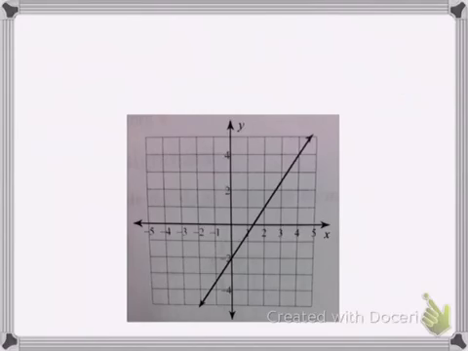Our first example is this graph. And we want to identify the y-intercept. Where does it cross the y-axis? And it looks like it crosses right here at the point -2. So if we had our equation, y equals mx plus b, instead of writing b, we're going to write -2.